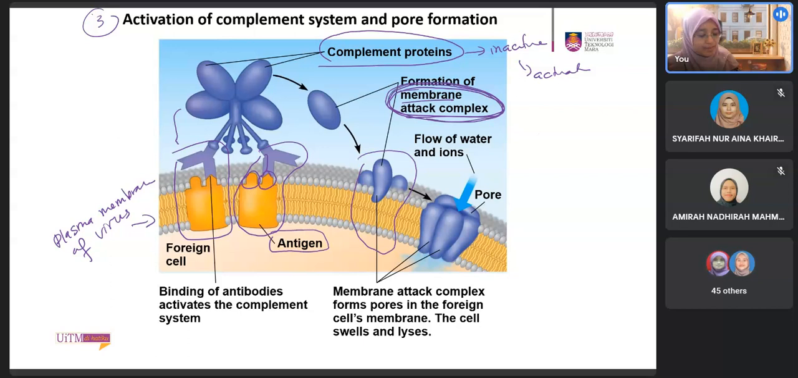You have to remember this term, membrane attack complex. It is the reaction, the activation of the complement system forming pores, by the interaction between antibody and also antigen. That is the membrane attack complex. So you have formation of pores on the plasma membrane of the virus, and then water and ions will enter into the cell of the virus or pathogen, causing the cell to swell and then burst. That is the activation of the complement system and cell lysis involving the membrane attack complex.